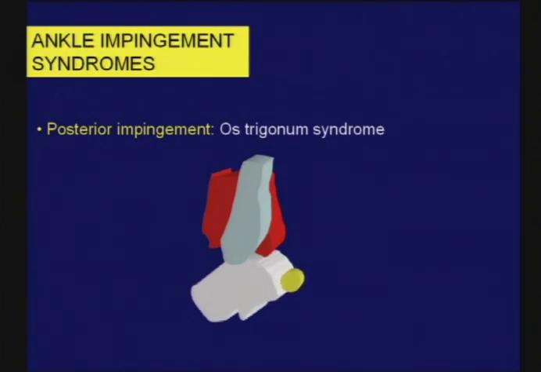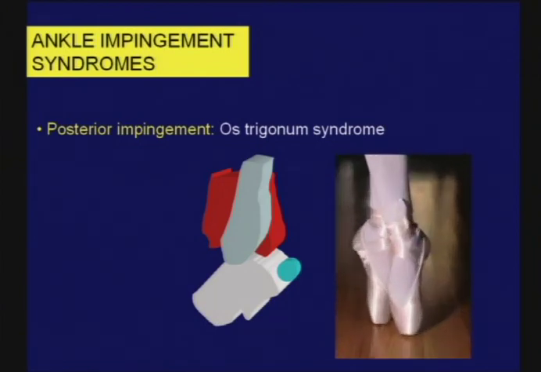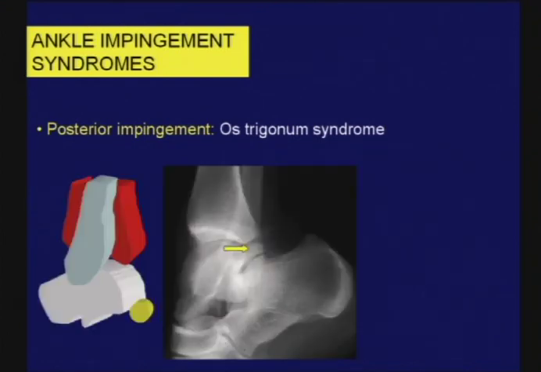Now, as you know, this is particularly prevalent in ballet dancers because of the extreme plantar flexion required during some of the dance maneuvers. The size of the os trigonum may help you, but it is not a real good finding because there are certainly cases of os trigonum syndrome with very small ossified centers. So although we look for a large os trigonum, it is not specific, and a small one does not eliminate the diagnosis.